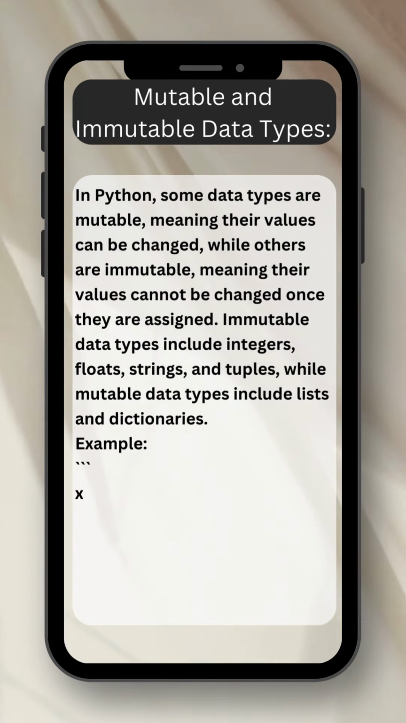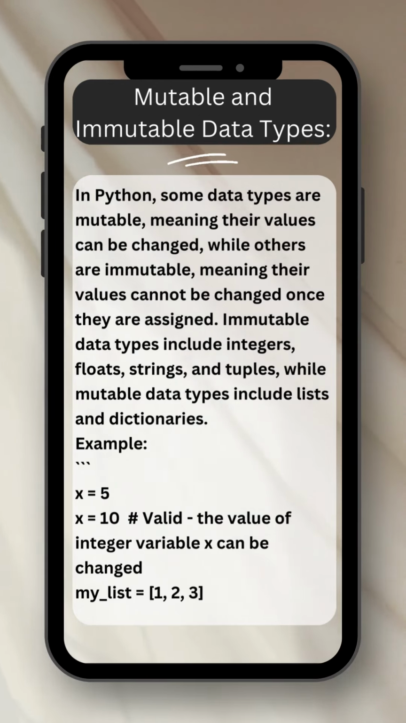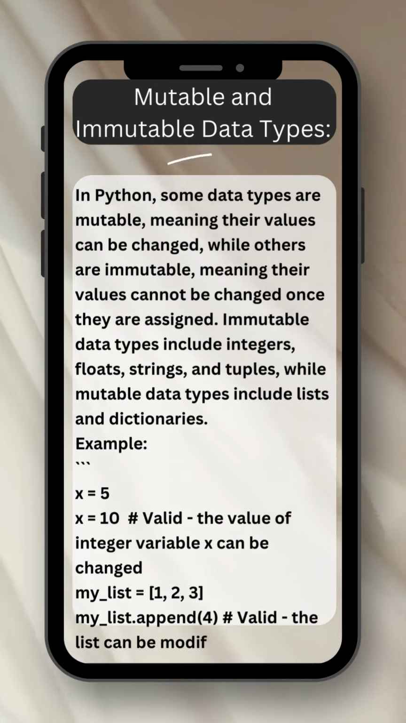Example: x equals 5, x equals 10, valid. The value of integer variable x can be changed. my_list equals 1, 2, 3. my_list.append(4), valid. The list can be modified.